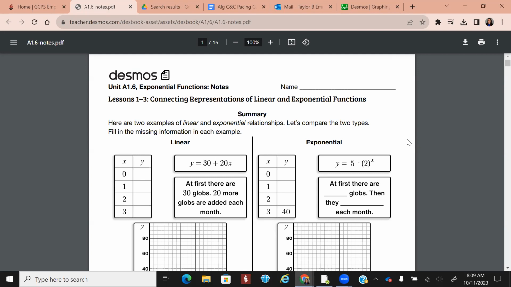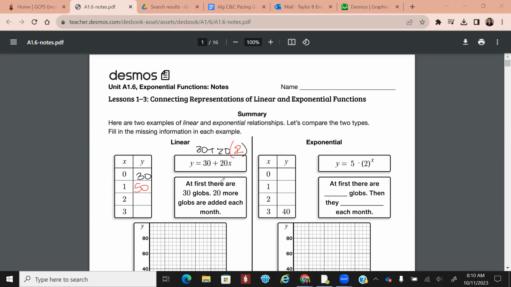So on here are 2 examples of a linear and exponential relationship. Let's compare the 2 types. In order to fill this in, you could go to Desmos, but let's say on your mastery check, you don't have your Desmos, right? If I take 0 and plug it in here, that's going to be 30 plus 20 times 0. What's 20 times 0? 0. 0 plus 30, 30. I'm going to do the same thing for when it's 1. So all I'm going to do is plug in 1 into that. Well, what's 20 times 1? 20. 20 plus 30 is 50.